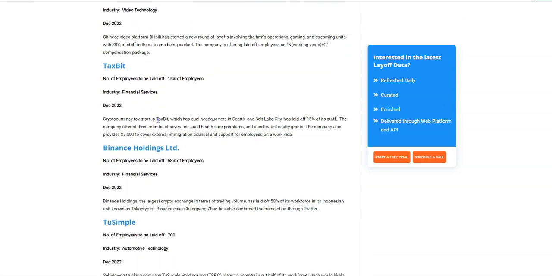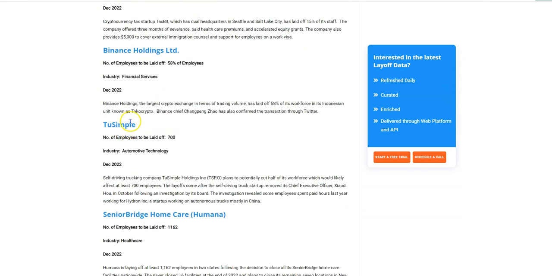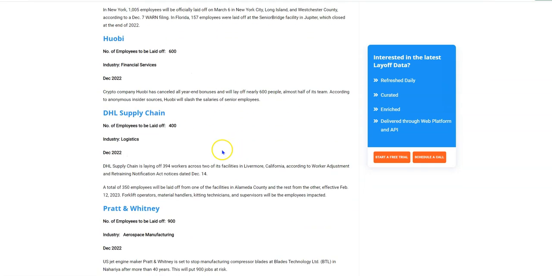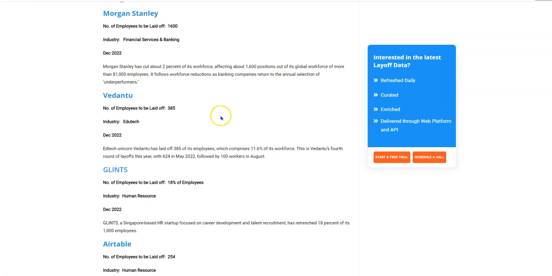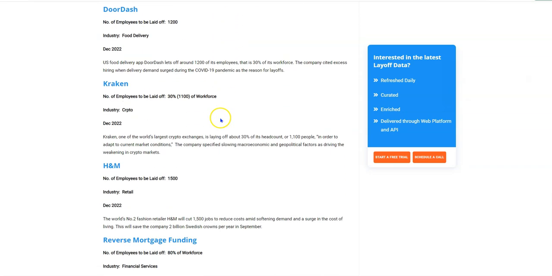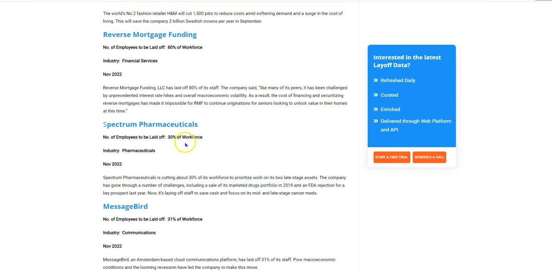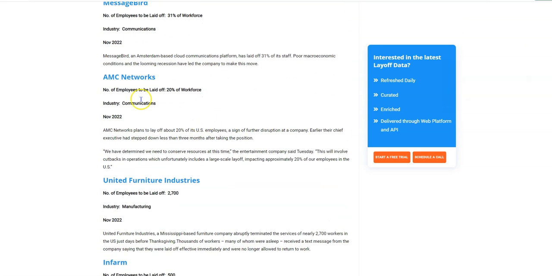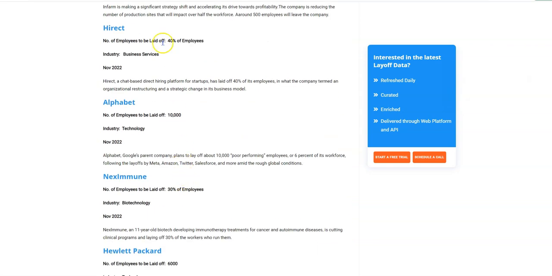And look who's doing layoffs as well. Look at Binance, which had some bad news this week. I'm not going to go over that for time's sake, but look at this, you guys. Let me get down to it. Morgan Stanley, there's a bunch of companies that are doing layoffs. DoorDash, they're doing layoffs. Kraken, H&M, reverse mortgaging. Hold on, AMC, right here. Look at that. Even the old movie theater, laying off 20% of their workforce. United Furniture, 2,700 people. Alphabet, 10,000 people.